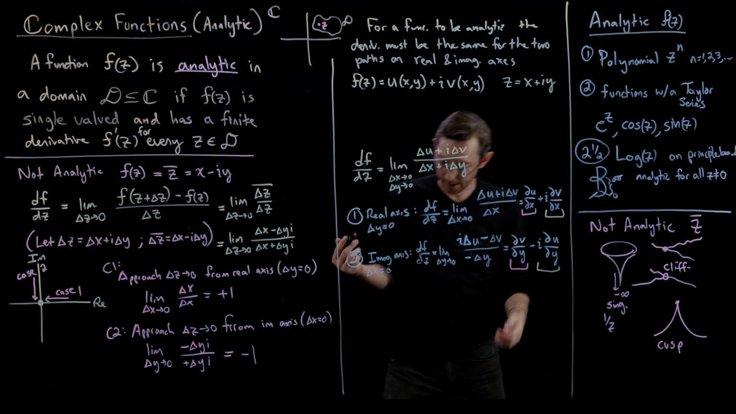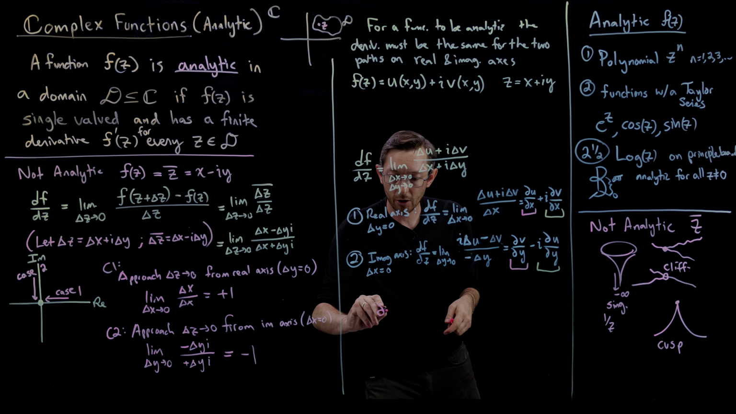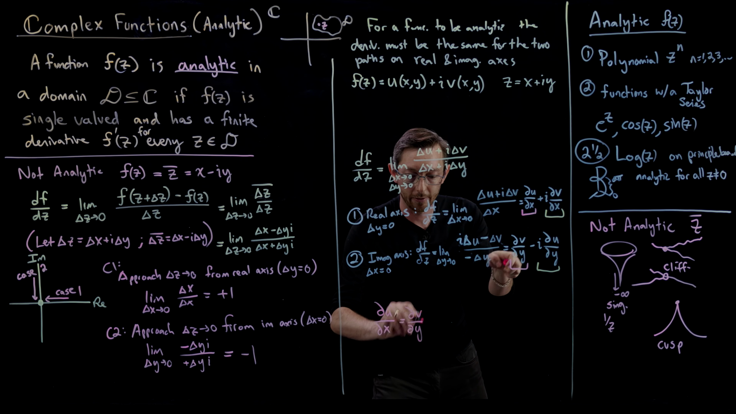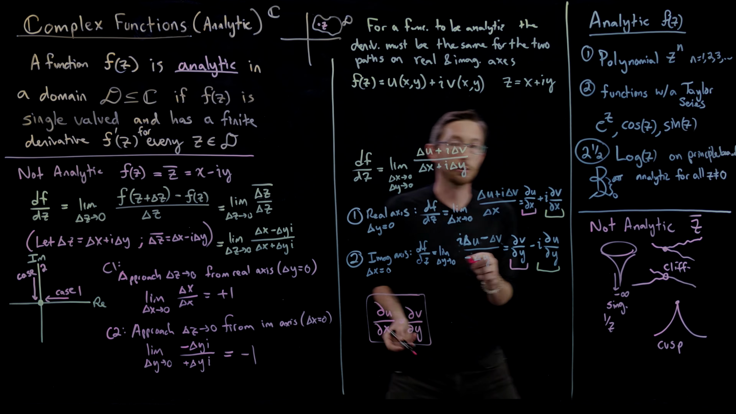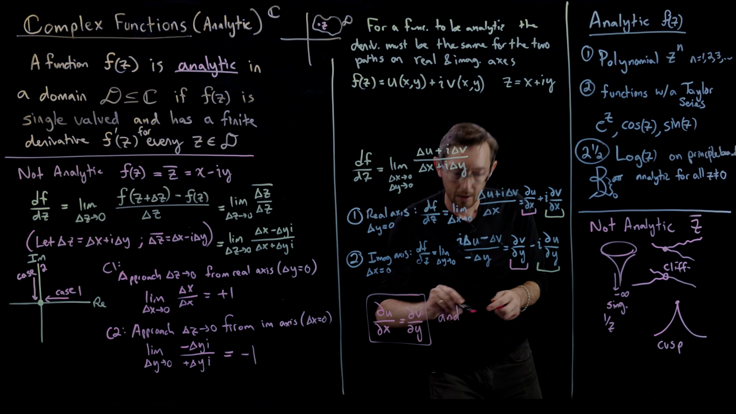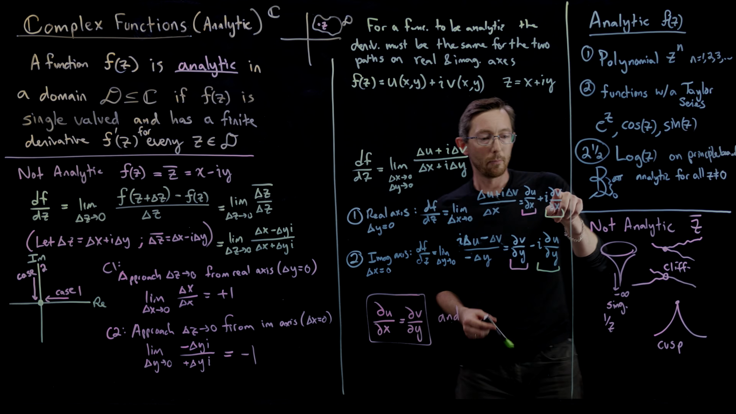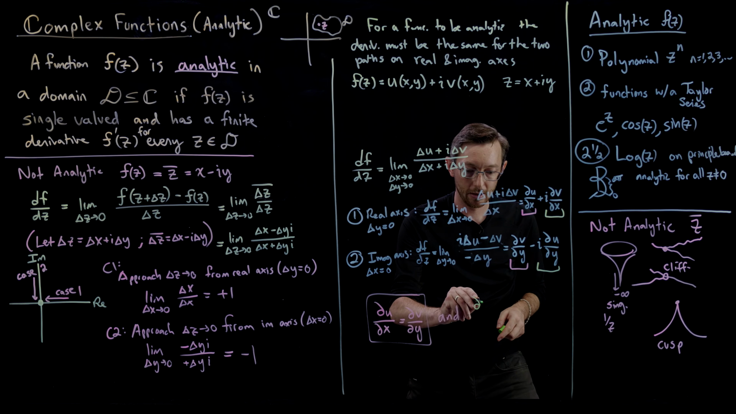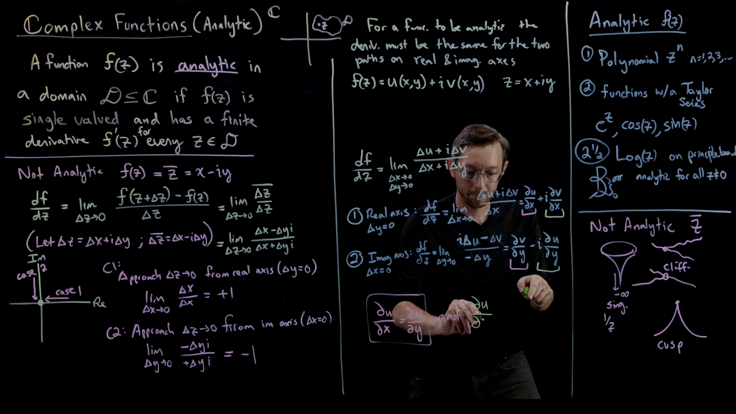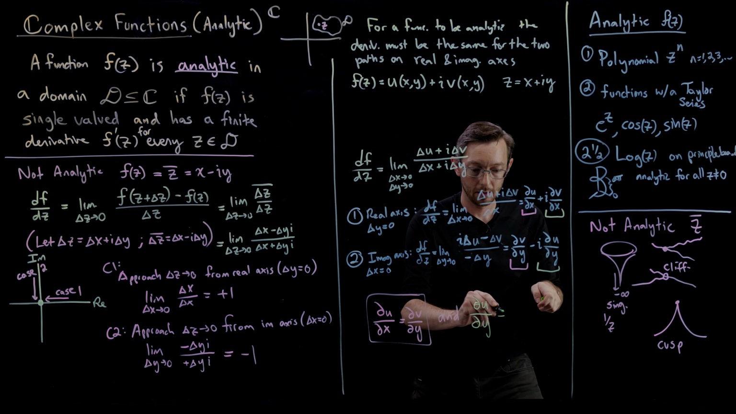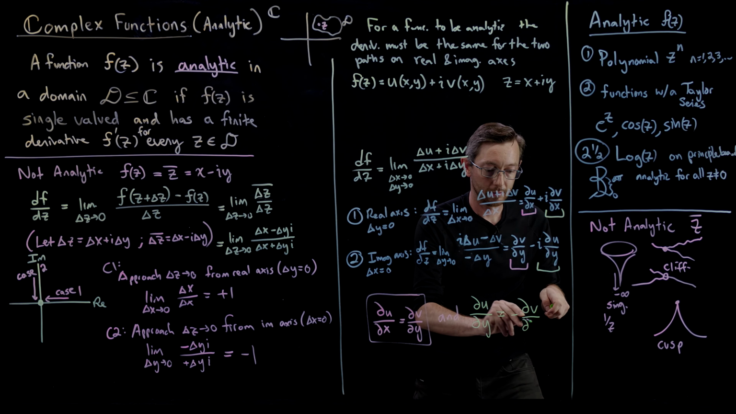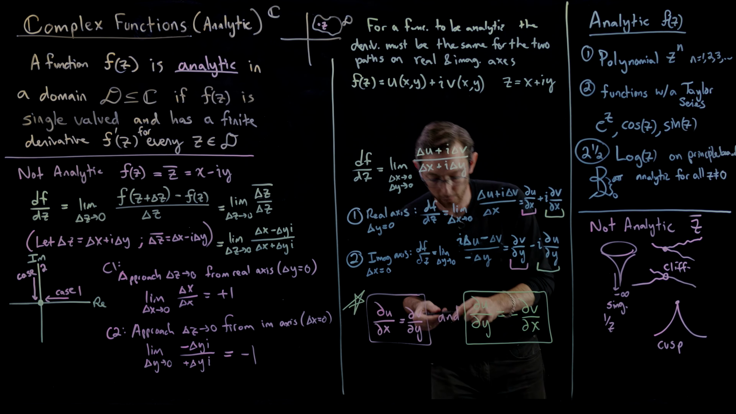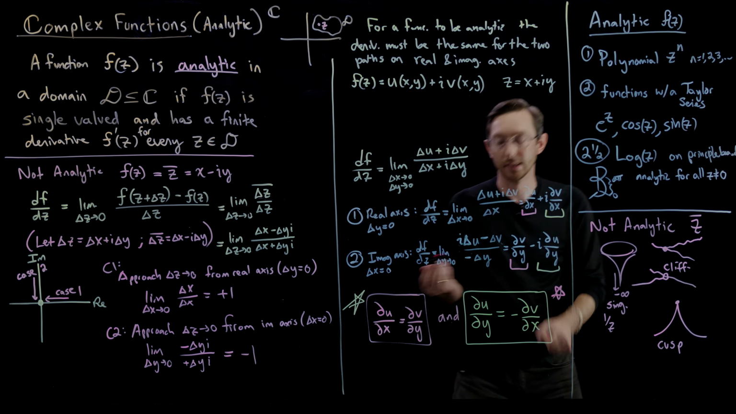So for my function to be analytic, I need partial u partial x to equal partial v partial y. That definitely has to be true. And I need partial u partial y to equal minus partial v partial x. These are my two Cauchy-Riemann conditions, super duper important.